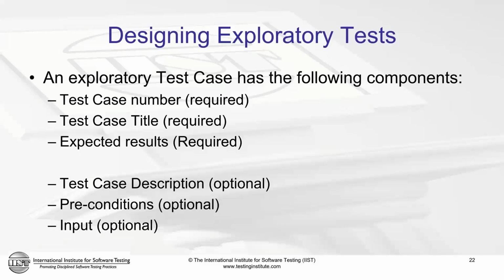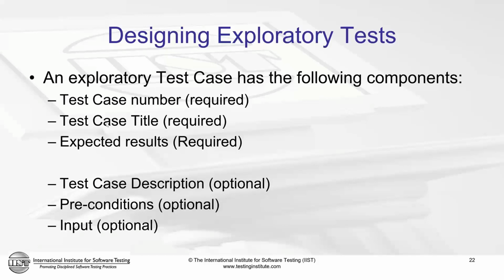Now, when you design your exploratory tests, you have a test case number. You have to have a number to refer to the test case. You have the test case title. And guess what? That could be the title of the scenario. And you have your expected results. Looks like an informal test case. This is not a formal test case. If you look at my formal test cases, they're much more than that. All these things are optional. Don't even bother. But I want you to have at least those.